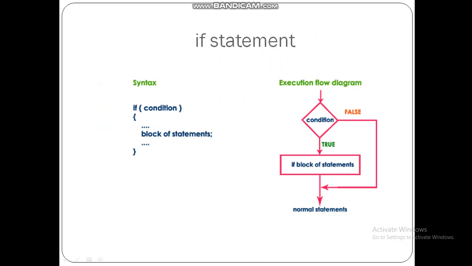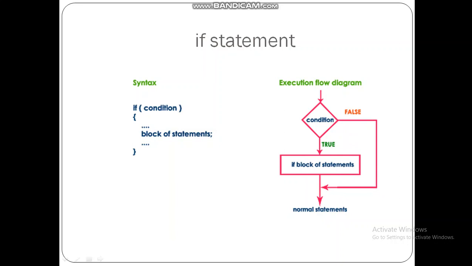So let us see the syntax for if statement. First we are going to write if, then within brackets we are going to write down the condition, and within the braces there will be a block of statements. If the condition is true, then only we are going to execute these statements. And mind that you should not give any semicolon here. Even if you give a semicolon, there won't be any error, but these statements won't be executed even if the condition is true. So you should take care not to give a semicolon here.